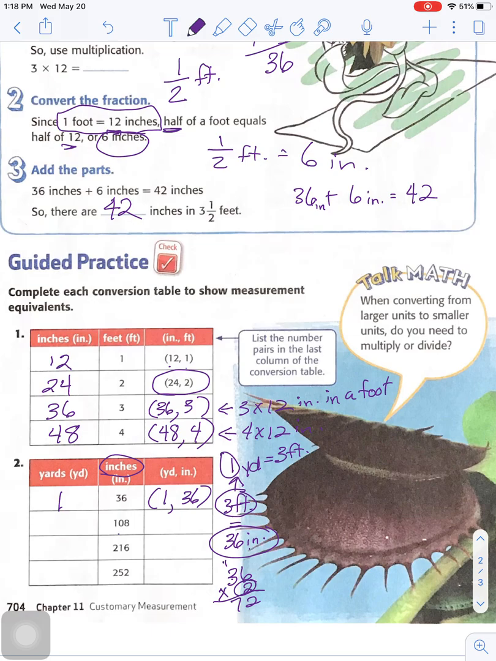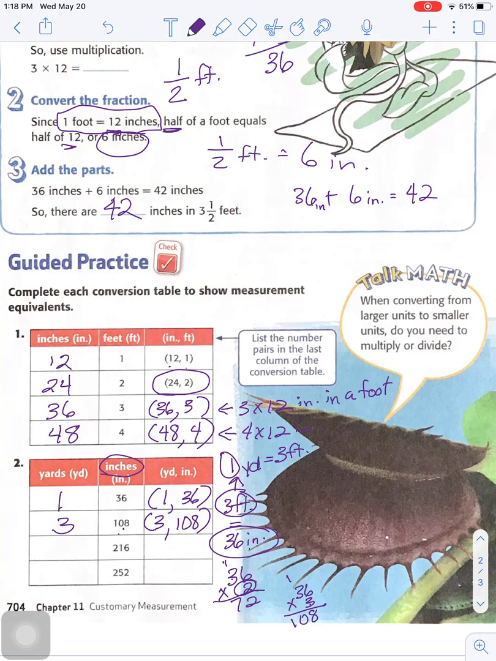How about 3 yards? So let's try 36 times 3. 3 times 6 is 18. And 3 times 3 is 9, plus 1 is 10. There's 108. 3 yards is 108 inches. So 3 yards, 108 inches. Then 216? Well, 36 more from 108 would only be 140 something. So that's not it.